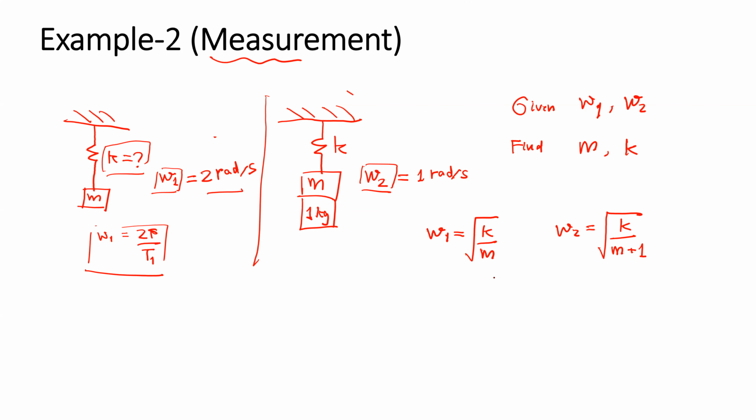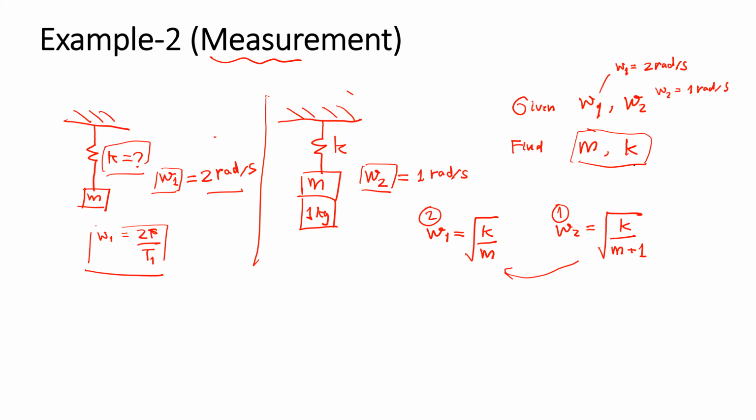Yes, by these two equations, if we try to solve them, omega 1 is equal to 2 radian per second, and omega 2 is equal to 1 radian per second. Now we need to find M and K.